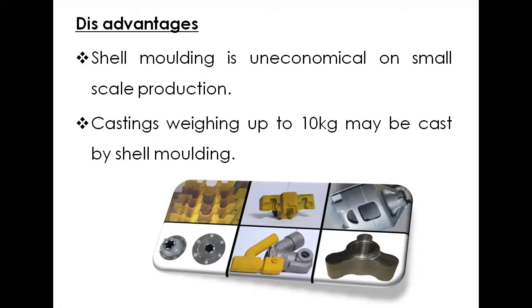Disadvantage: shell molding is uneconomical and expensive compared to sand casting, because we have to use the resin sand mixture. It is not suitable for small scale production, and only castings weighing up to 10 kg are possible. So this is shell molding. With the support of the shell molding process, we can produce various components. Thank you.